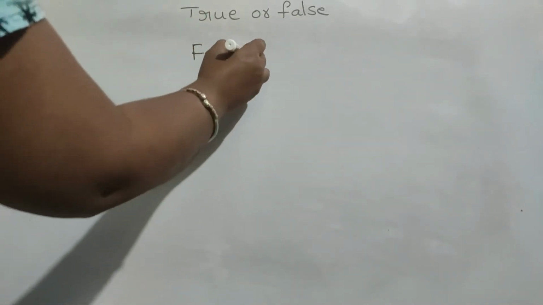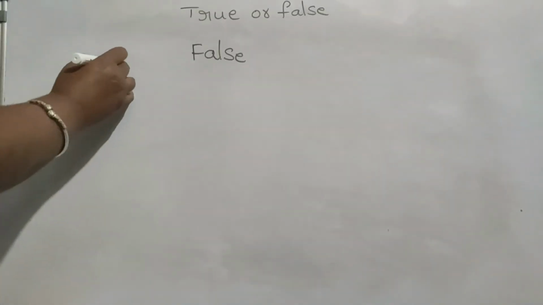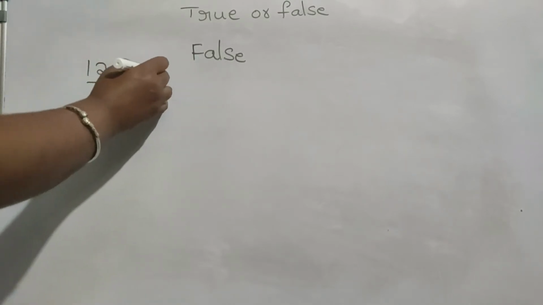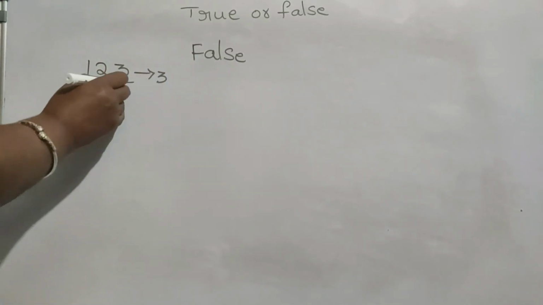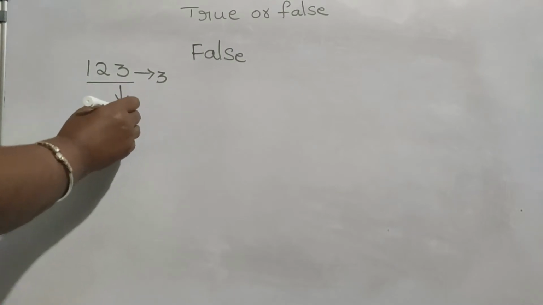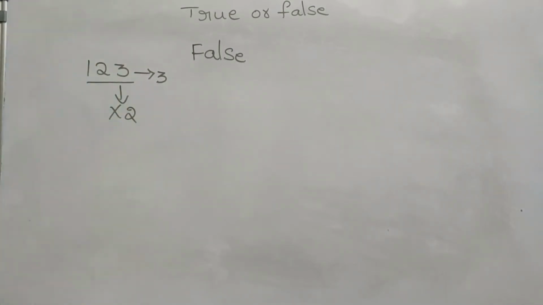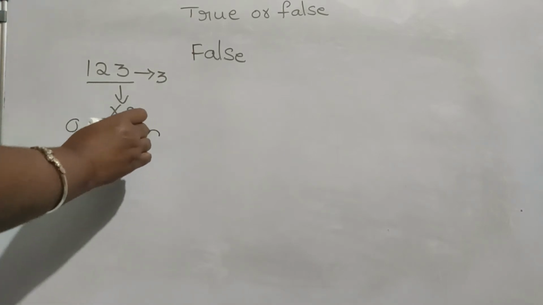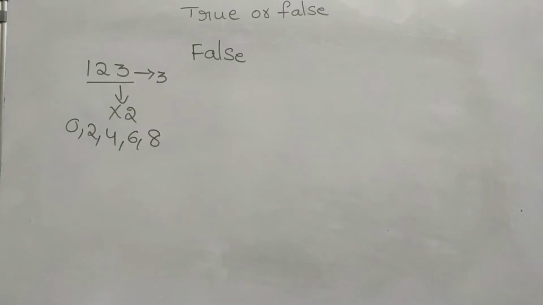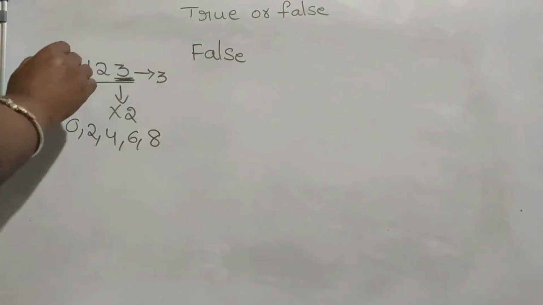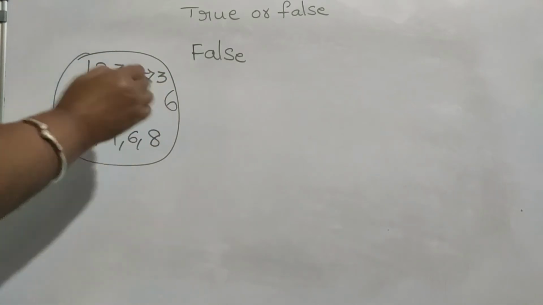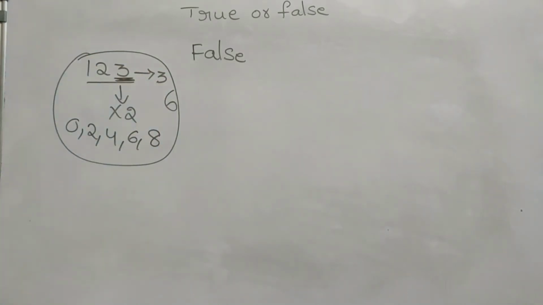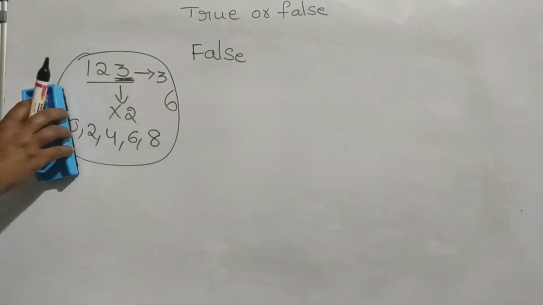Why? Because a number may follow the 3 division rule only, but not the 2 division rule. If any number ends with 0, 2, 4, 6, 8, then the complete number is divisible by 2. But the given number will not be divisible by 2, so the complete number is not divisible by 6. Then this is a false statement.